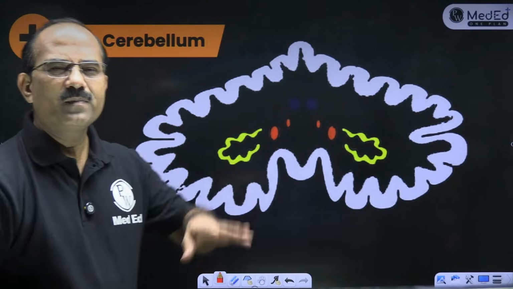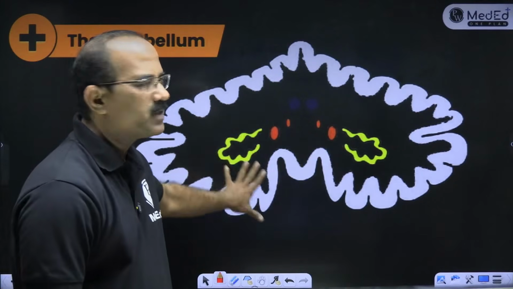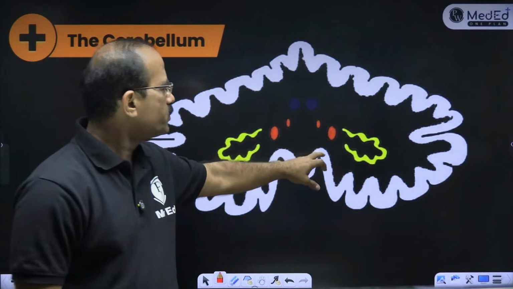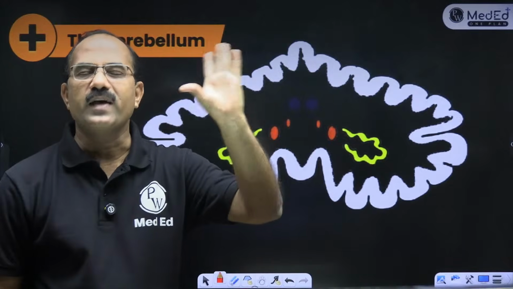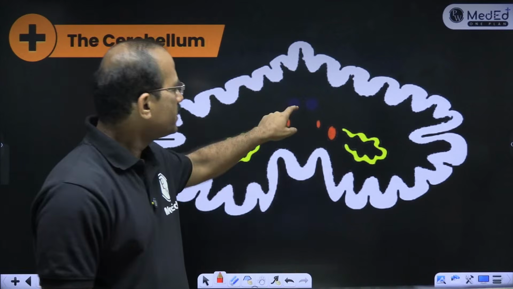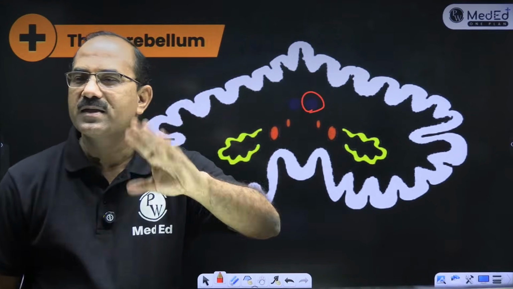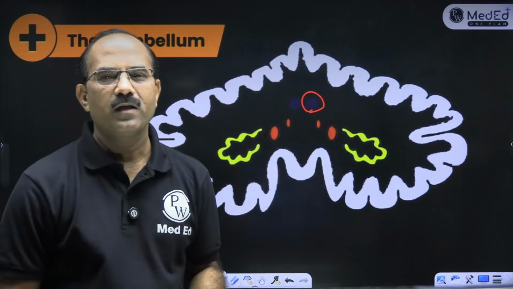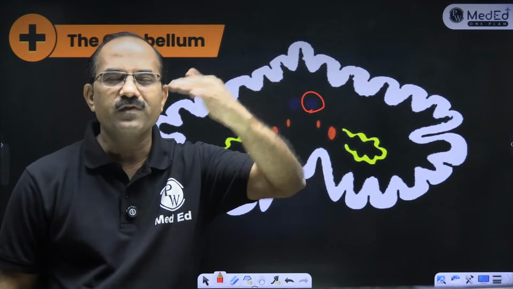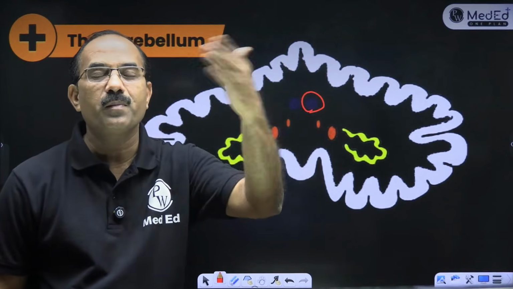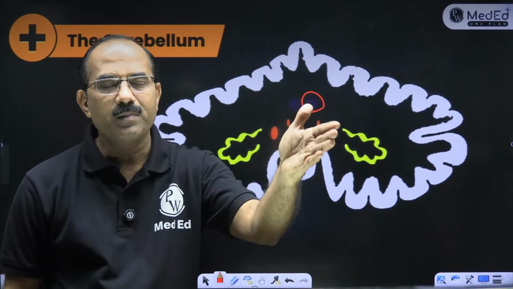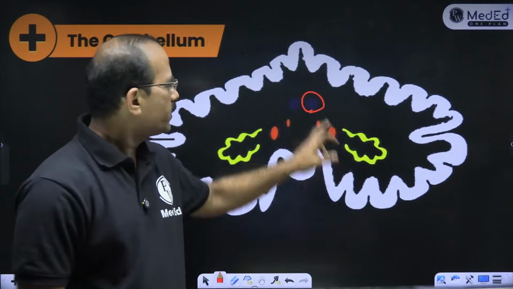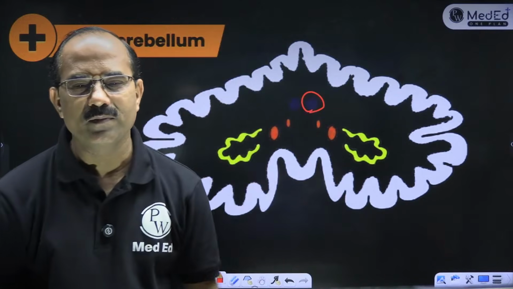Cerebellum generally doesn't come. Just remember the nuclei of the cerebellum: the dentate nucleus, nucleus globosus, nucleus emboliformis, and the nucleus fastigii. This nucleus fastigii belongs to which cerebellum? Can anyone tell me? We classify the cerebellum depending on development: archicerebellum, paleocerebellum, neocerebellum. Nucleus fastigii belongs to which cerebellum? Any guesses?